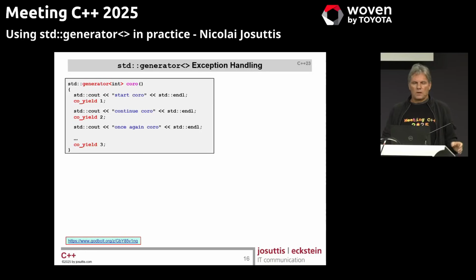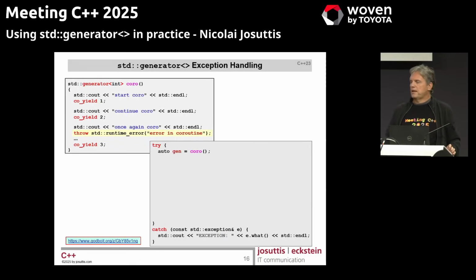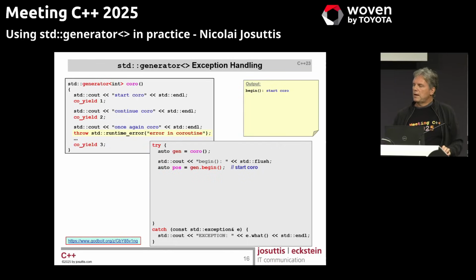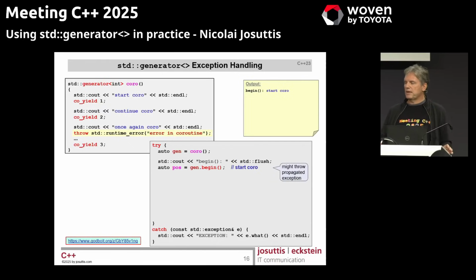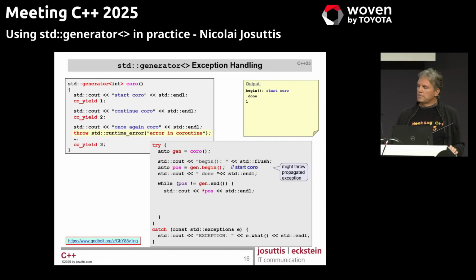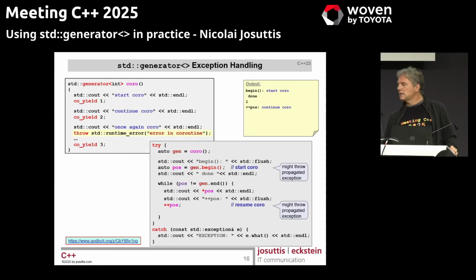So here's an example. We have a coroutine that has some output, then co_yield 1, then another output, co_yield 2, then another output, co_yield 3, and there, let's simulate, we throw an exception, and let's have a generator initialized with this coroutine. So we are calling begin, we start the coroutine and get the first value. This might propagate an exception in front of co_yield 1, and then we print it out, and then in a loop we print out the next values, and each ++ might propagate an exception coming from the coroutine.